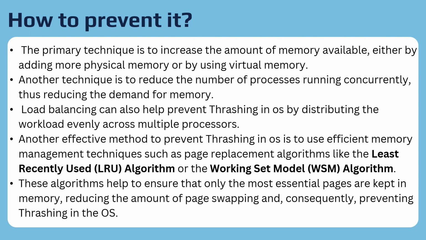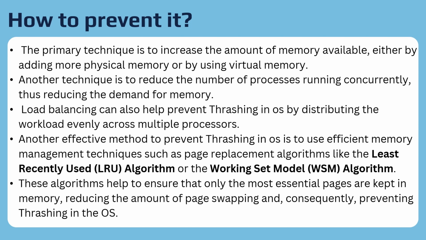Load balancing can also help prevent thrashing in the operating system by distributing the workload evenly across multiple processes. Another effective method to prevent thrashing is to use efficient memory management techniques such as page replacement algorithms like the least recently used algorithm, LRU, or the working set model, WSM, algorithm.